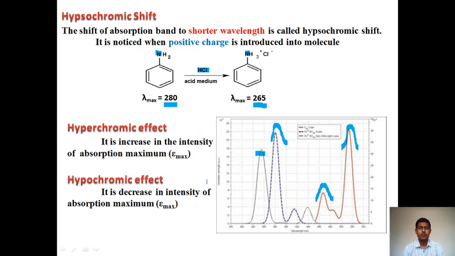We have seen 4 shifts. First one is bathochromic, second one is hypsochromic, third one is hyperchromic, and last one is hypochromic.